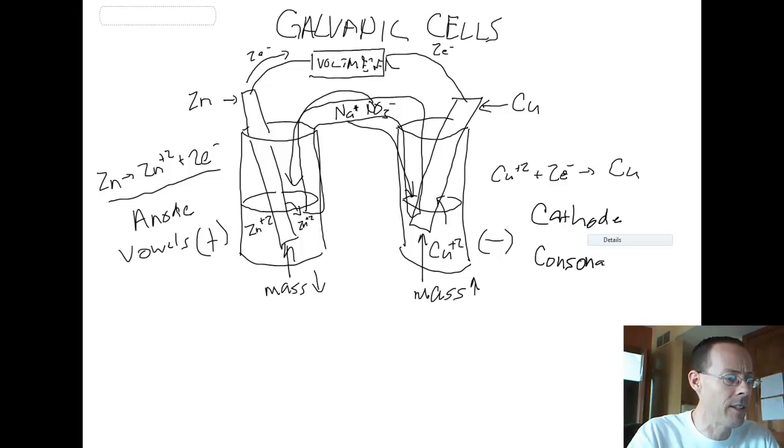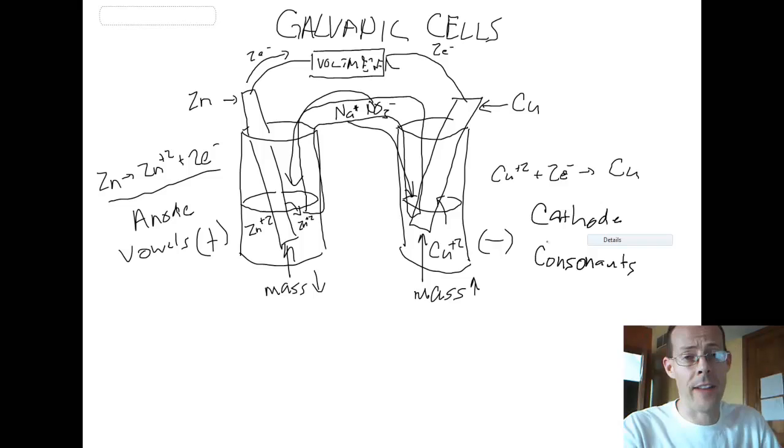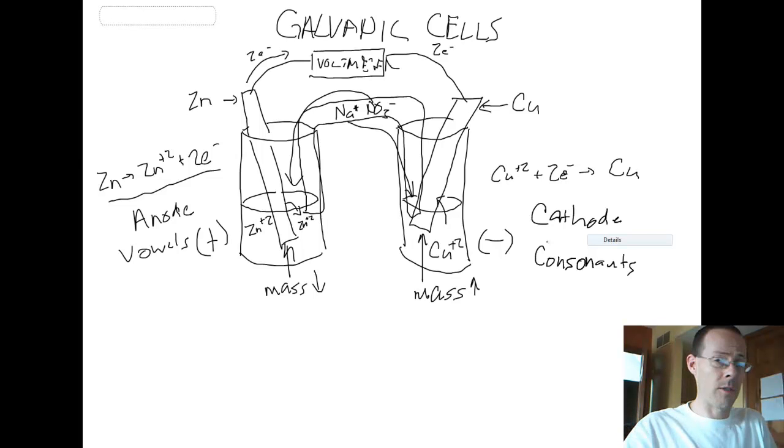And that is what a galvanic cell looks like. Every battery you use has an anode and a cathode, and electrons flow from some metal that's kind of falling apart into another metal that's gaining mass as those electrons are going from one point to the other.